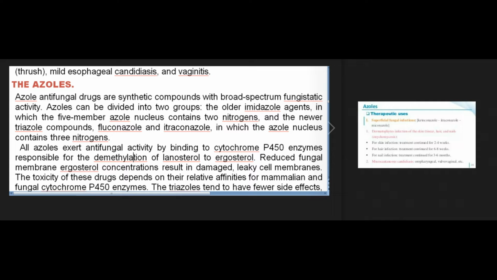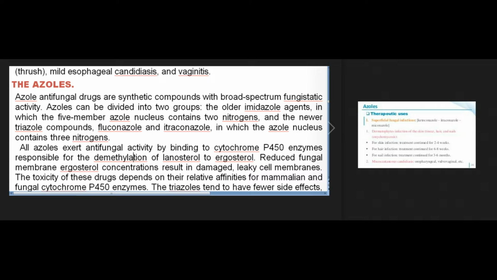The azoles. Azole antifungal drugs are synthetic compounds with broad-spectrum fungistatic activity. Azoles can be divided into two groups, the older imidazole agents, in which the 5-member azole nucleus contains 2 nitrogens, and the newer triazole compounds, fluconazole and itraconazole, in which the azole nucleus contains 3 nitrogens.